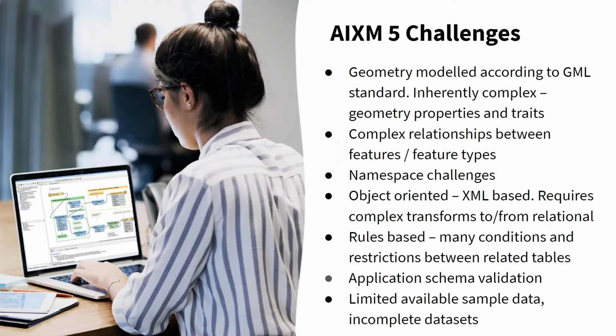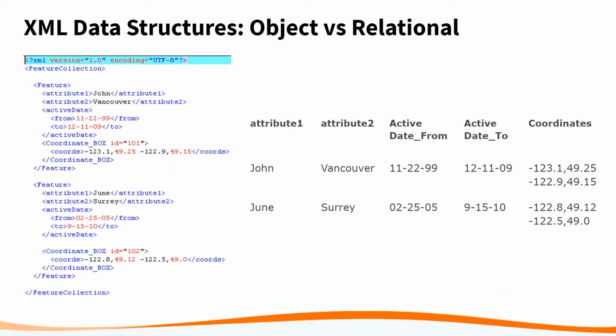And then with AIXM 5 came the challenges of the GML standard, which is inherently quite complex. Obviously, AIXM is a profile of that. And again, a lot of complex relationships between the feature types, namespaces, and similar challenges to AIXM 4 in terms of being object-oriented and having to validate against a schema.